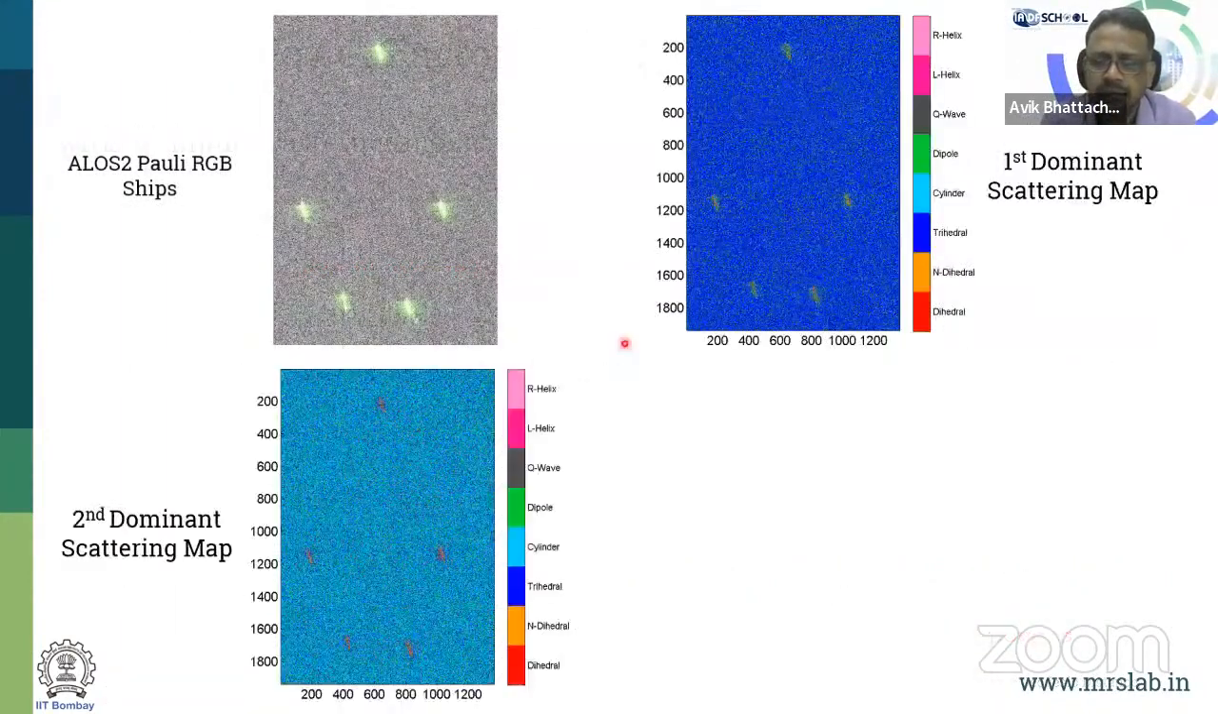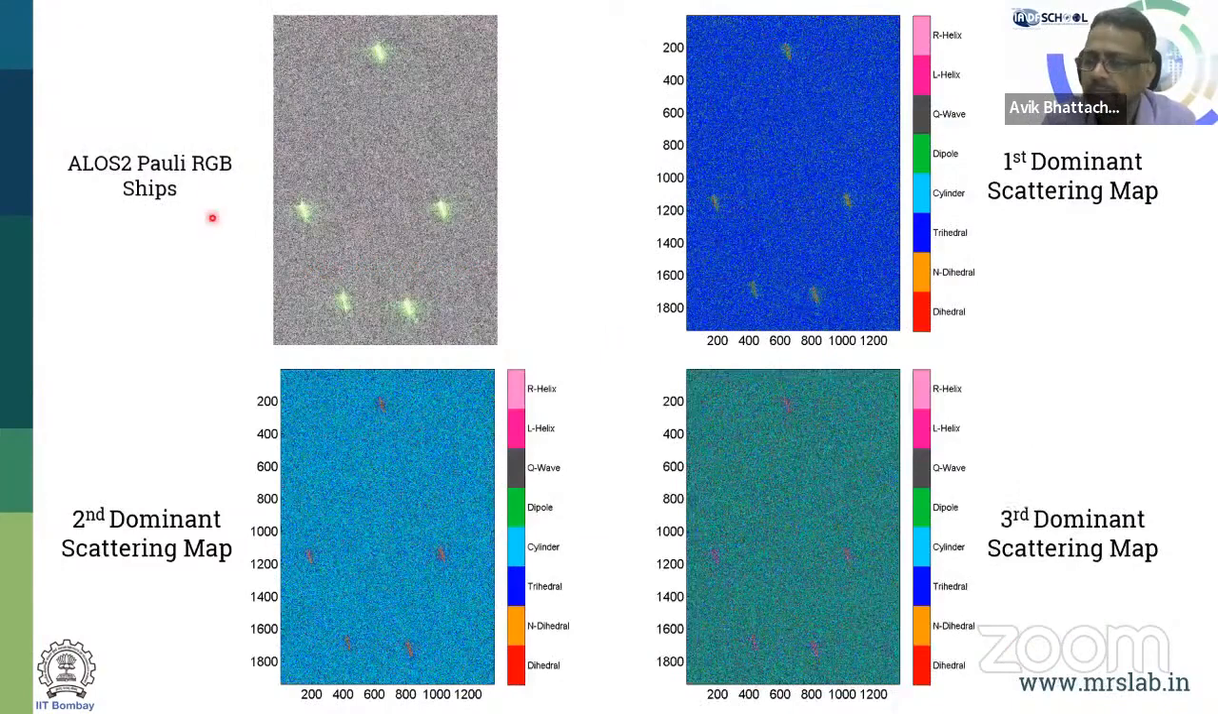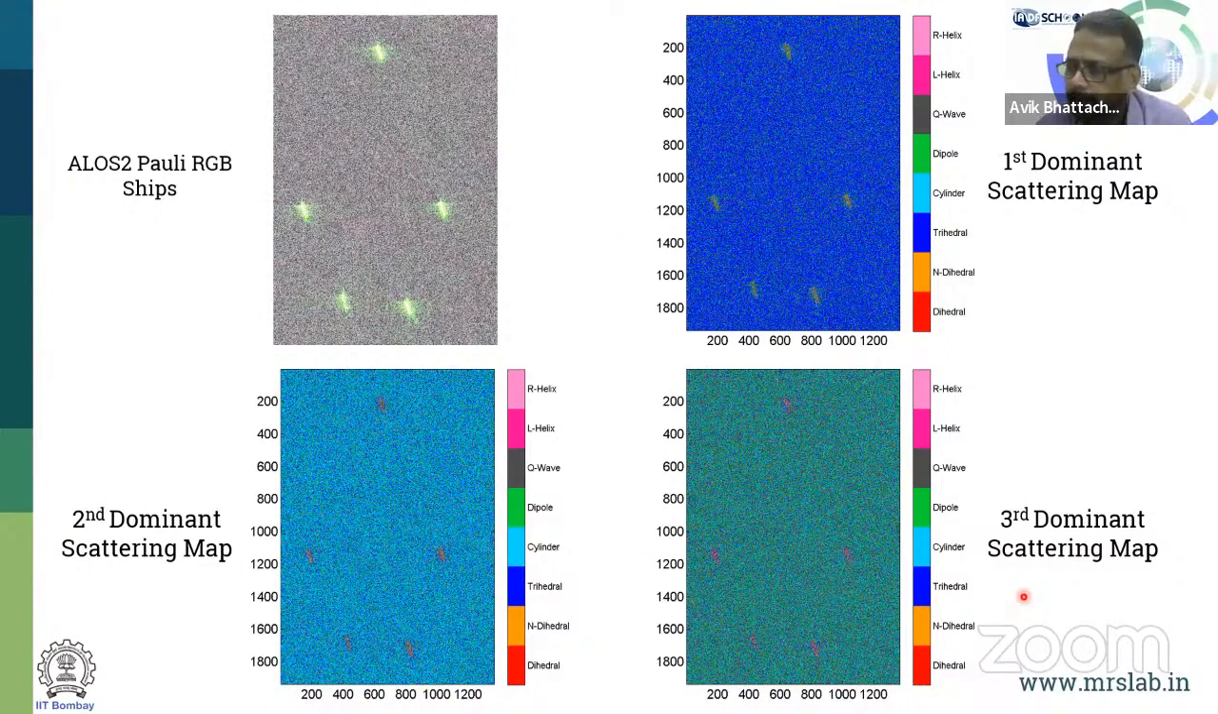You can see some examples of images. Let's say, for example, this is an ALOS image of an area which has ships inside it. You can see that you are able to characterize them with different mechanisms over here. This is the first dominant mechanism. That means the first dominant for the water body will be a trihedron. The first dominant for this one will be a narrow dihedron, and so on and so forth. You can go for second and third and so on. But as you go beyond second and third, it will be more noise-like, which is understandable.